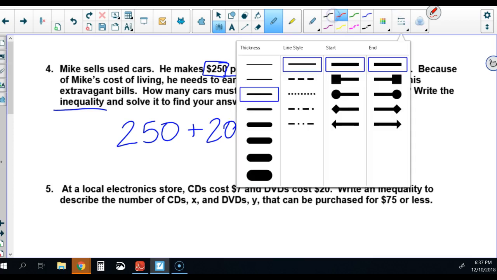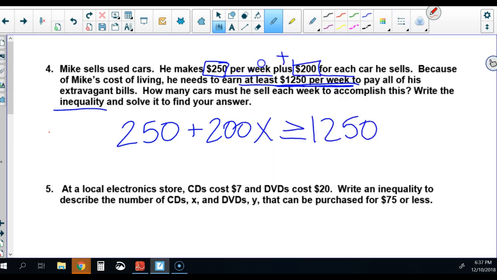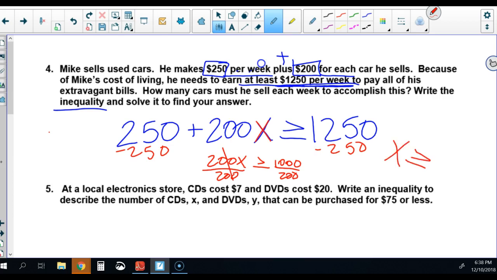So I want the x all by itself. Get rid of 250. And we have 200x greater than or equal to 1,000. Divide by 200. And we end up with x is greater than or equal to 5. So as long as he sells 5 cars or more, he will be able to afford his extravagant bills.